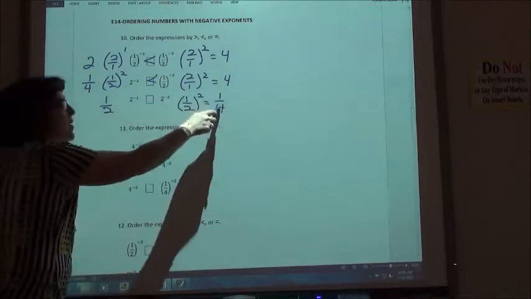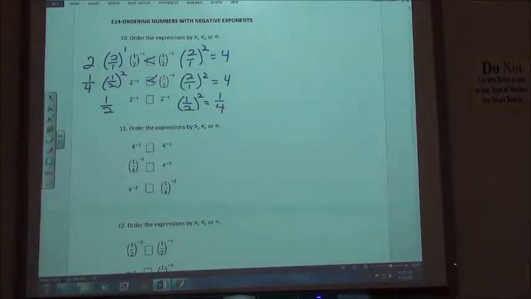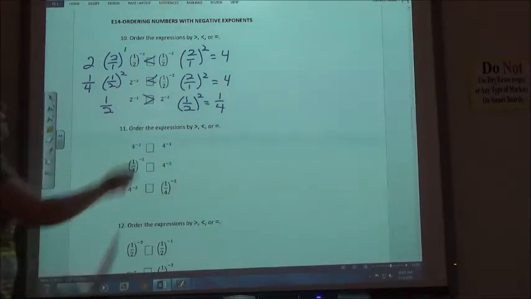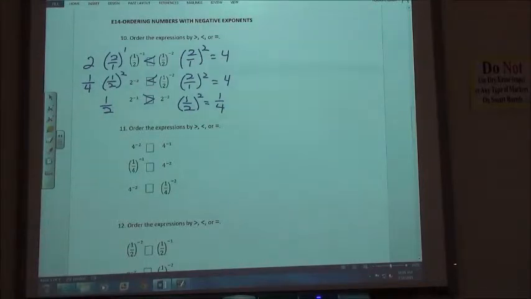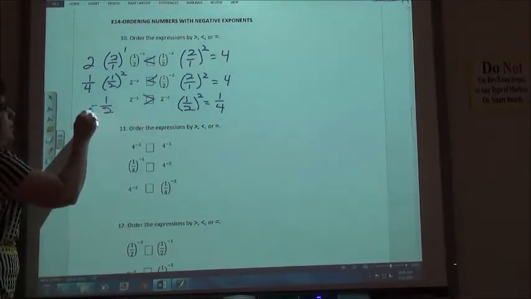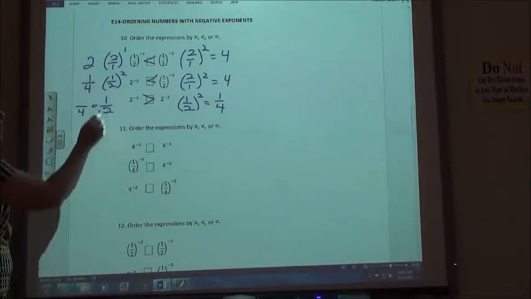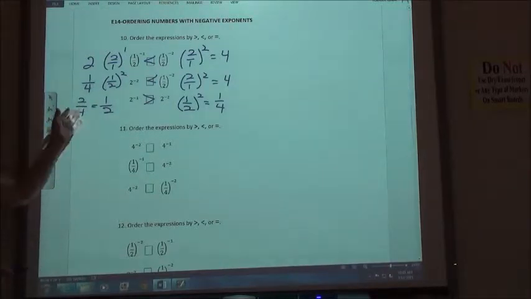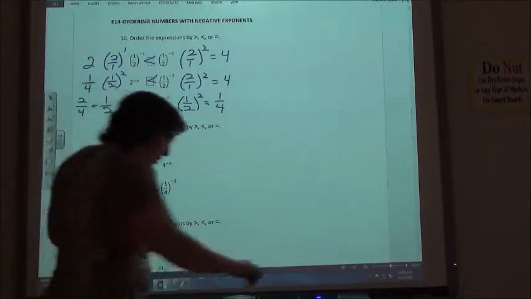So 1/2 compared to 1/4. 1/2 is greater than 1/4. If you weren't sure, you would make your common denominator, which happens to be 4. 1/2 is 2/4, and we know 2/4 is bigger than 1/4. Or you could change them to decimals. 1/2 is 0.5, 1/4 is 0.25, and so you could compare them that way if you weren't sure on your fractions.